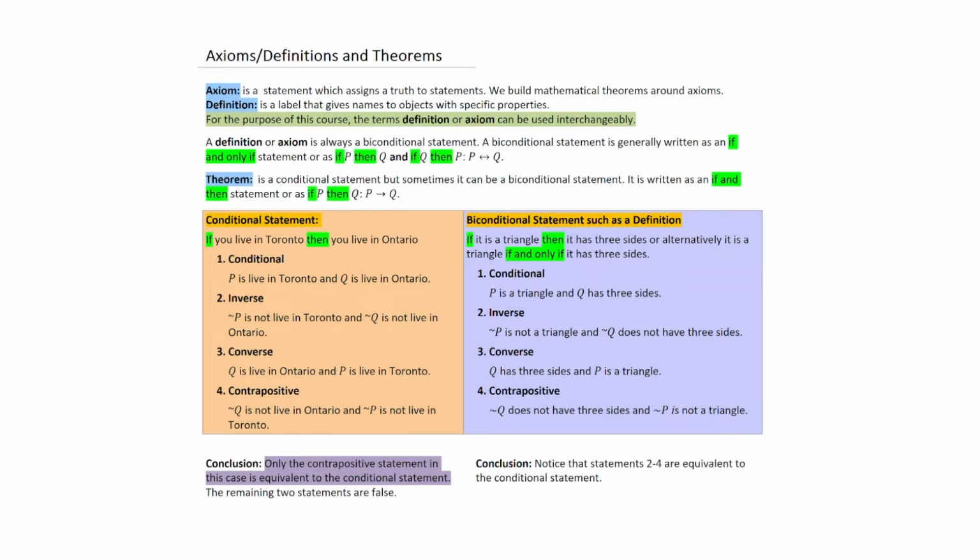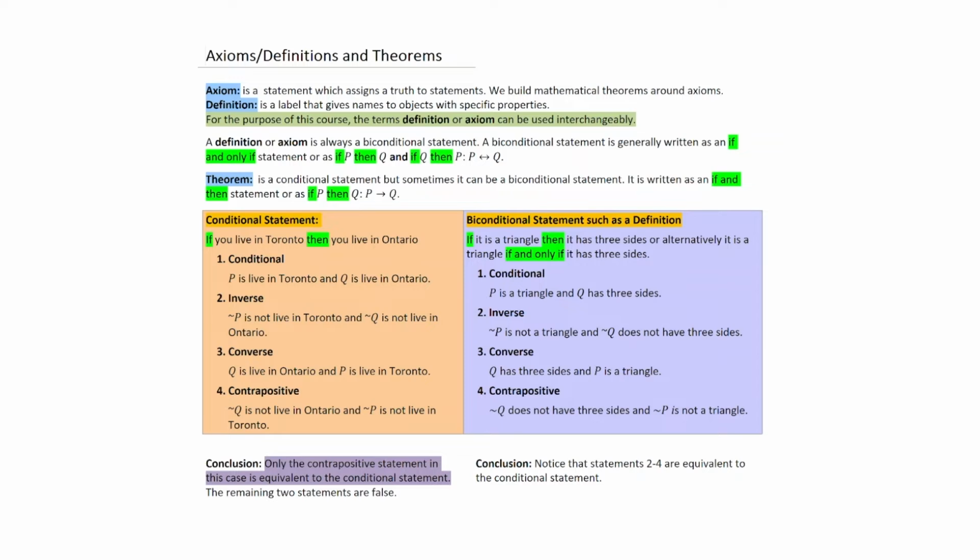The converse basically is working backwards, starting at Q and working to P. So if you live in Ontario, which was Q, then you live in Toronto. Well, that's also false, because you're not obliged to live in Toronto. You could be any other place in Ontario. Right? So you got two falses.